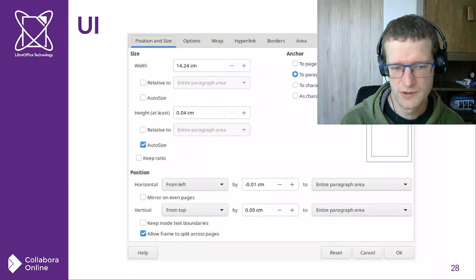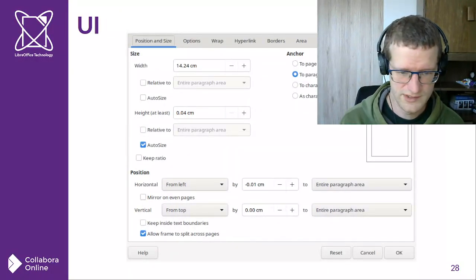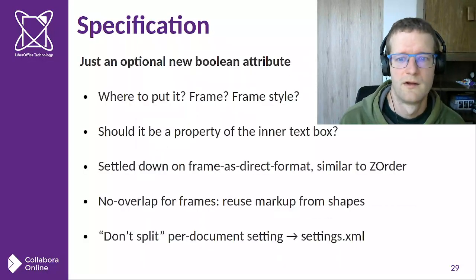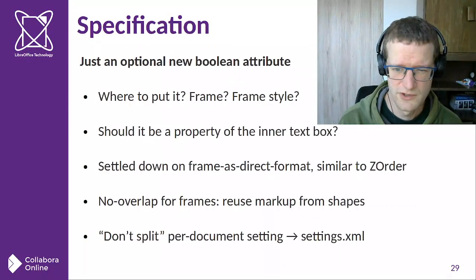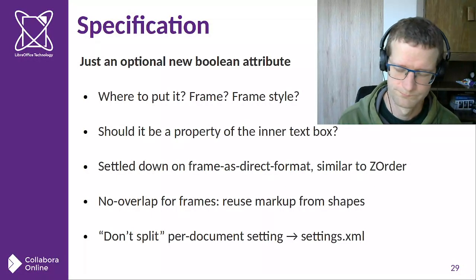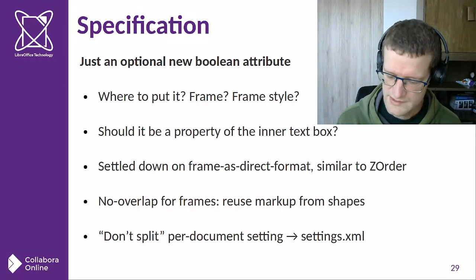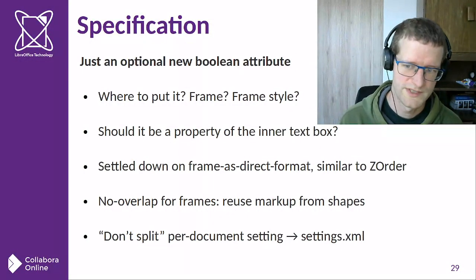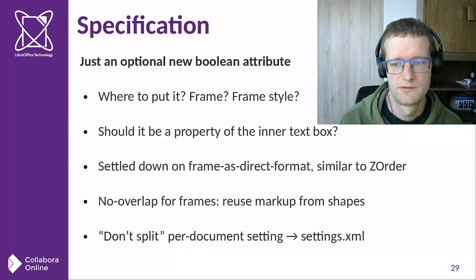This is how the UI looks like. It's really just one checkbox there, so the UI part is easy. It's far from trivial to decide how to represent this in ODF. There was a discussion about that on the developer mailing list, and the conclusion is that, similar to the Z order of these frames, we will have an attribute there to decide if it's okay to split or not.